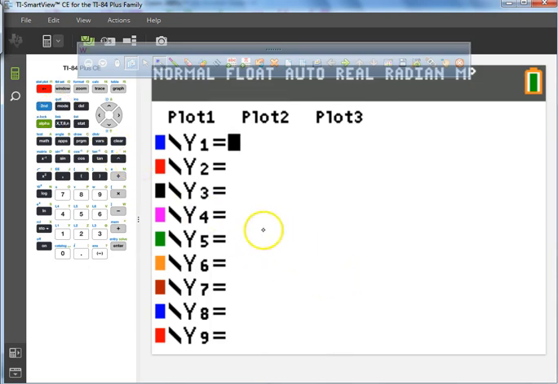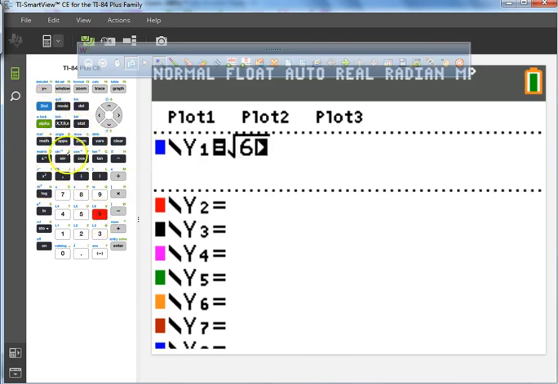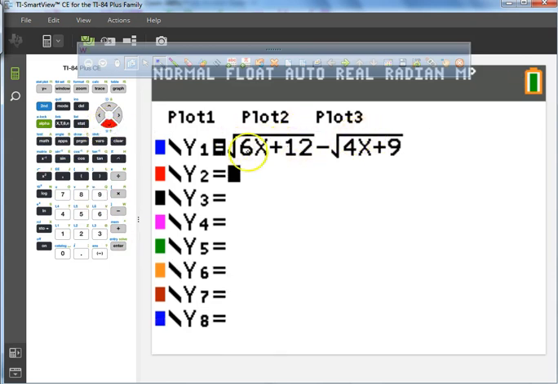Go to y equals, and what I want you guys to do is type in exactly what I type in here. 6x plus 12 minus 4x plus 9. And what do we want this to actually equal? We want it to equal the number 1.